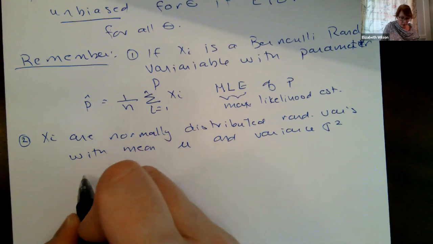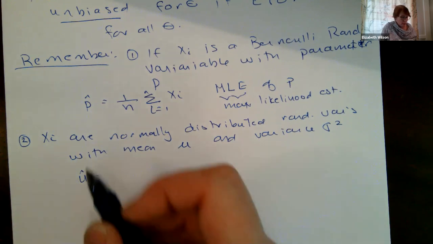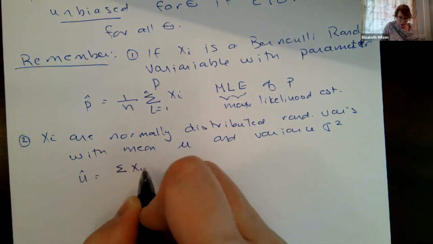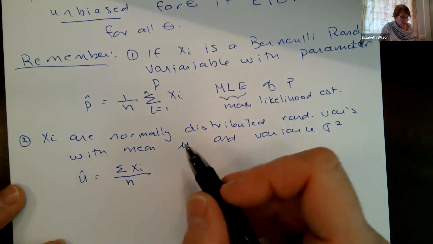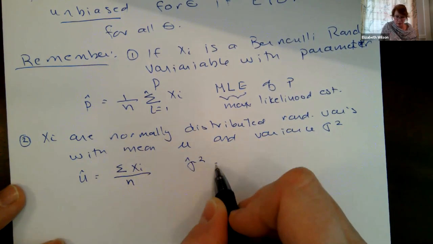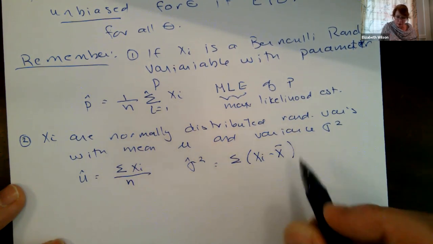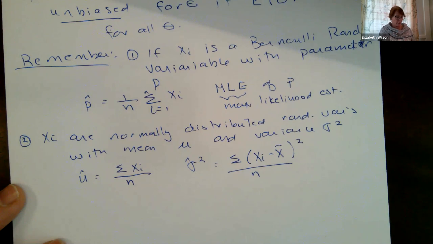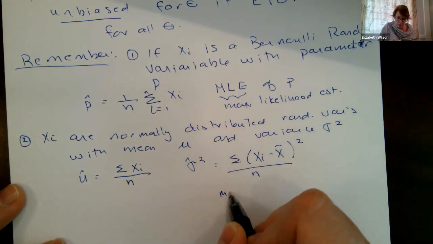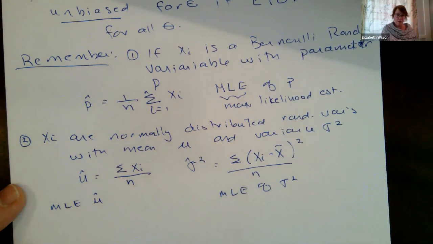Then our mu hat, our maximum likelihood estimate for our mean, is going to be the sum of all of my sample values divided by the total number that I have, taking the average, the mean of my sample values. And my variance estimator is going to be the sum of (x sub i minus x bar) squared, all over n, where x bar is my mu hat. That gives me my variance. This is the maximum likelihood estimate of our variance, and this is our maximum likelihood estimate of our mean.